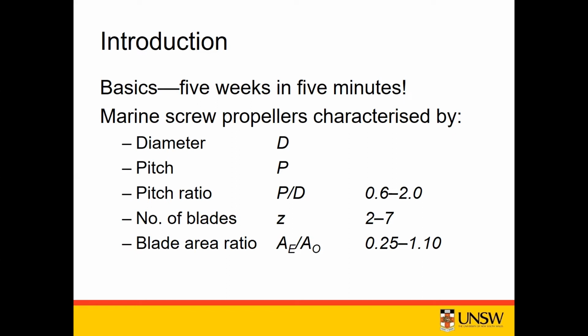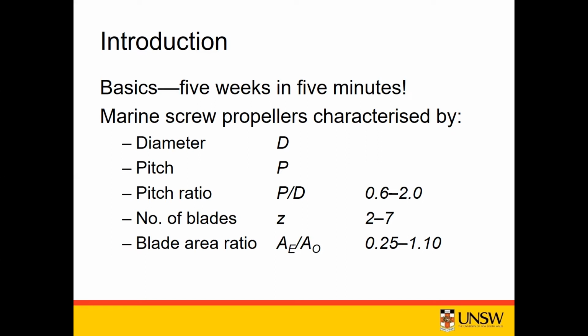Typically, pitch ratios vary between 0.6 and 2. Most of the series propellers have a pitch ratio between 0.6 and about 1.6. However, there are some series, particularly the Gawn series and the Gawn-Burrill series, that go up to a pitch ratio of 2.